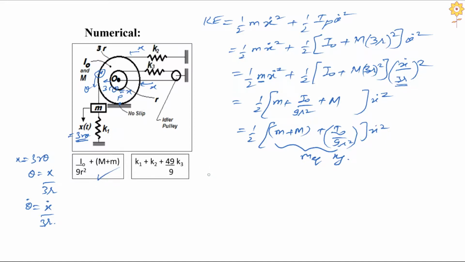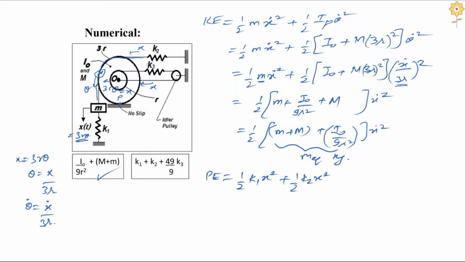Now let us talk about potential energy. I have 3 springs. Let me write for the first spring, half into K1 into x squared. The deformation is x only for this spring, plus the spring of stiffness K2 also has movement of x only, because it is one and the same thread over here, connected to mass m. So it should be half times K2 x squared.